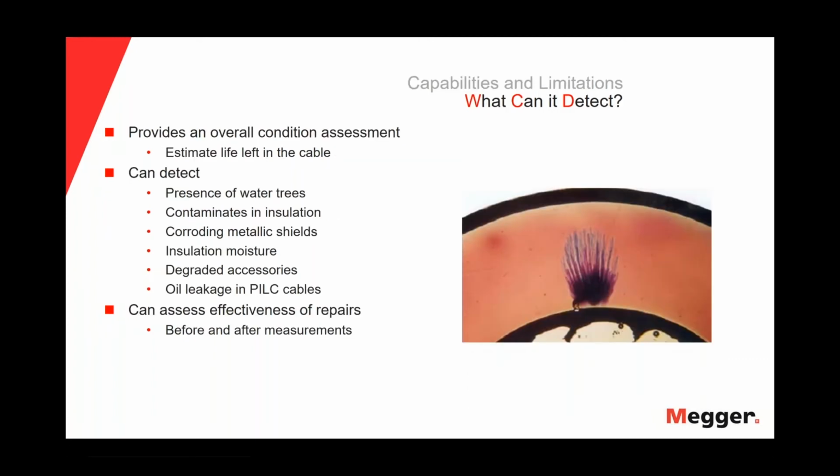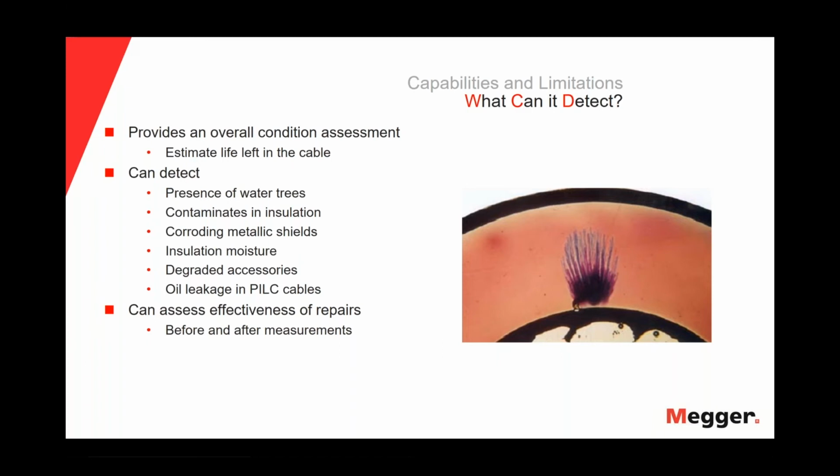So, what are the capabilities and limitations of the tan delta test? What can it detect? Well, for sure, it provides an overall condition assessment. We can estimate the life left in the cable, and we can detect the presence of water trees. We can detect contaminants in the insulation, corroding metallic shields, insulation moisture, degraded accessories, and oil leakage in the case of PILC cables. And of course, we can assess the effectiveness of repairs, before and after the measurements.